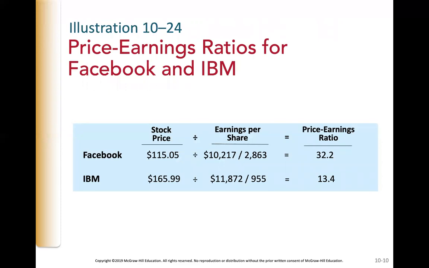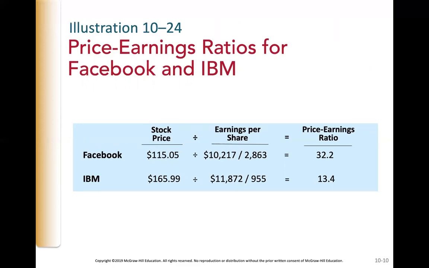So looking at Facebook and IBM, we see their stock prices listed, and then we calculate their earnings per share as their net income, and they don't have any preferred dividends, so the top part of the fraction is net income divided by shares outstanding, and everything here is in millions. So Facebook's stock price divided by the earnings per share is 32.2. IBM's stock price divided by earnings per share is 13.4.